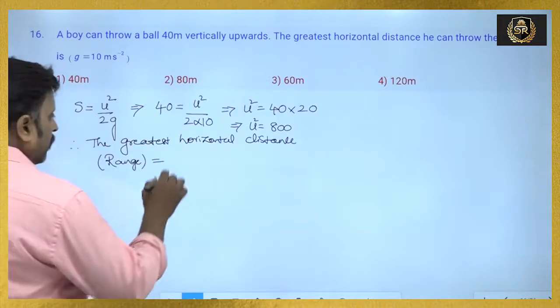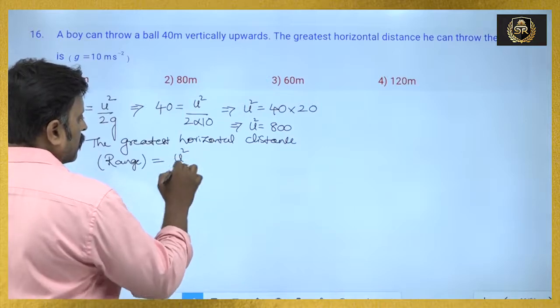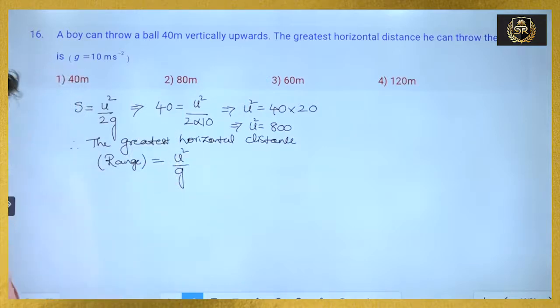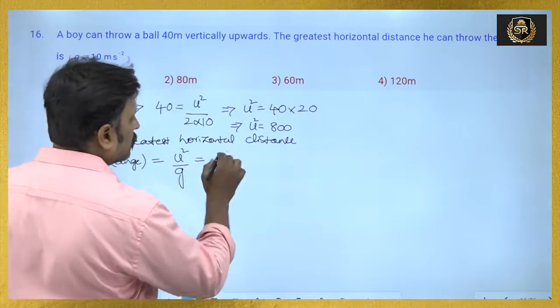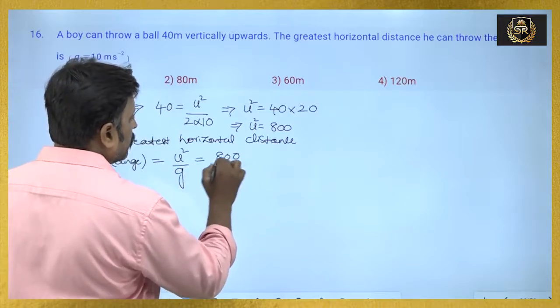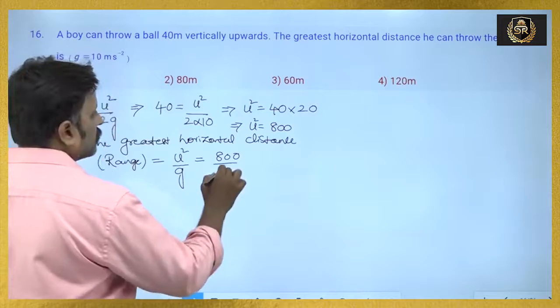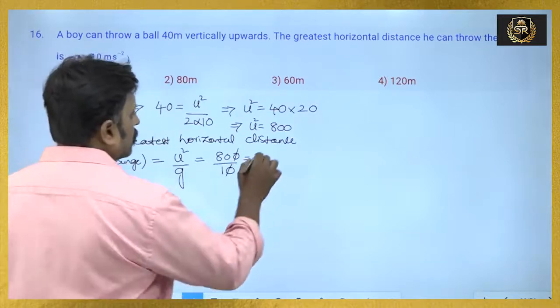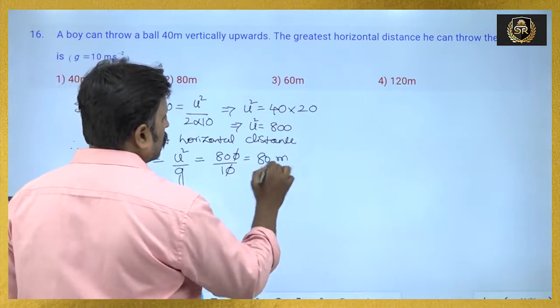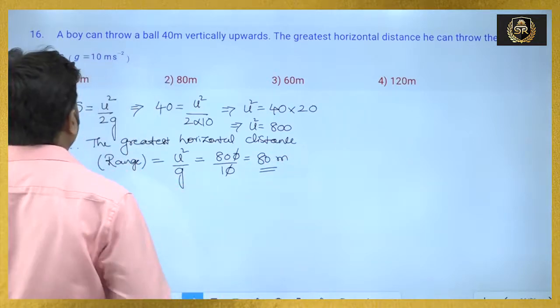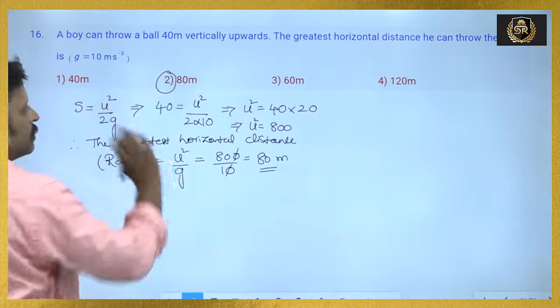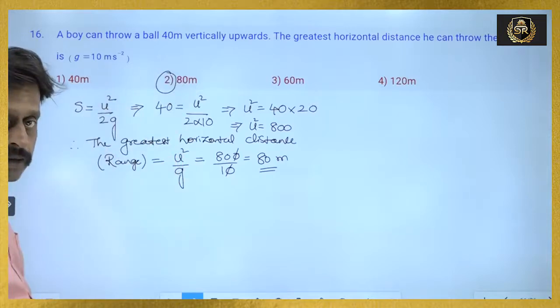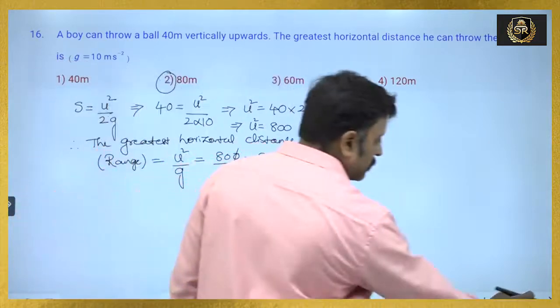What is our formula for maximum range? u square by g. So, u square we got it as 800. By the value of g you are asked to take it as 10. So, what is the answer? 80 meters is the correct option. So, it is the 80. Second is the correct option. Right? Next problem.